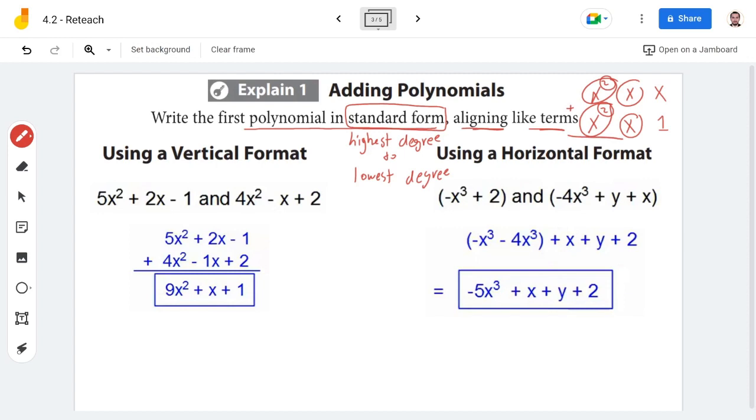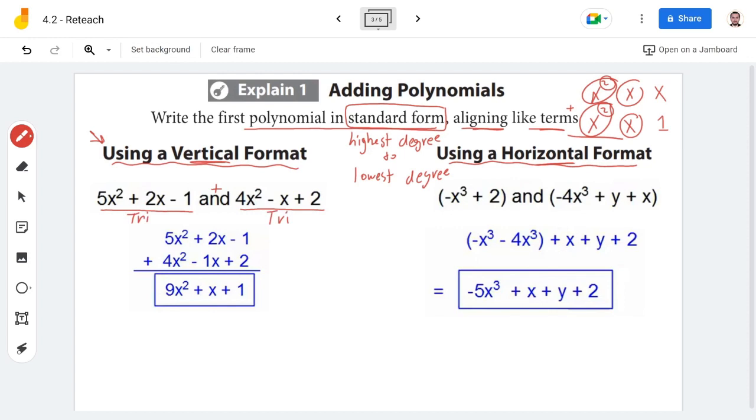If you look now, we have two ways to add polynomials. The first way we call vertical format. The second one we call horizontal format. Let's start with the vertical format. As you can see here, we have this question: 5x squared plus 2x minus 1, plus 4x squared minus x plus 2. So we have this trinomial plus this other trinomial.